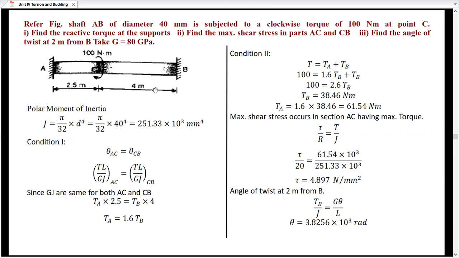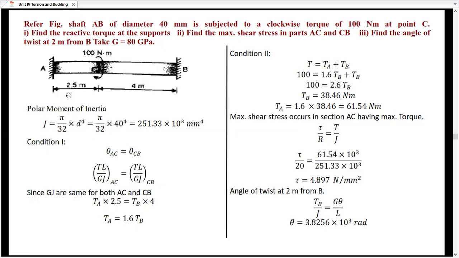Now, if you consider this intermediate shaft, theta at section AC is equal to theta at section CB. What is theta? Theta is TL upon GJ. So we have to calculate the correlation between the torque for section AC and the torque of section CB. We can take GJ, the torsional rigidity, and the J value is the same, since the shaft is uniformly made up of a diameter of 40 mm. So the J part will get cancelled, and G will also get cancelled. So what do we have?